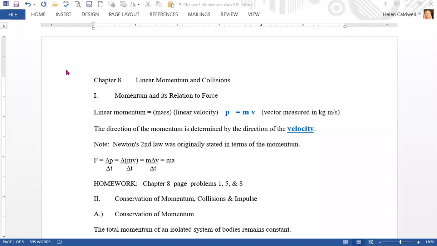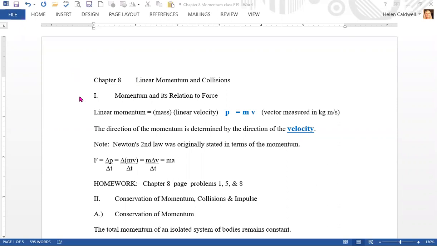Welcome to Chapter 8. This is on linear momentum and collisions. Linear momentum is another really fun thing to use because momentum is conserved. So just like energy is conserved, and we could talk about velocities as objects drop off a roof, momentum is conserved, and so we can look at velocities during collisions of one sort or another.